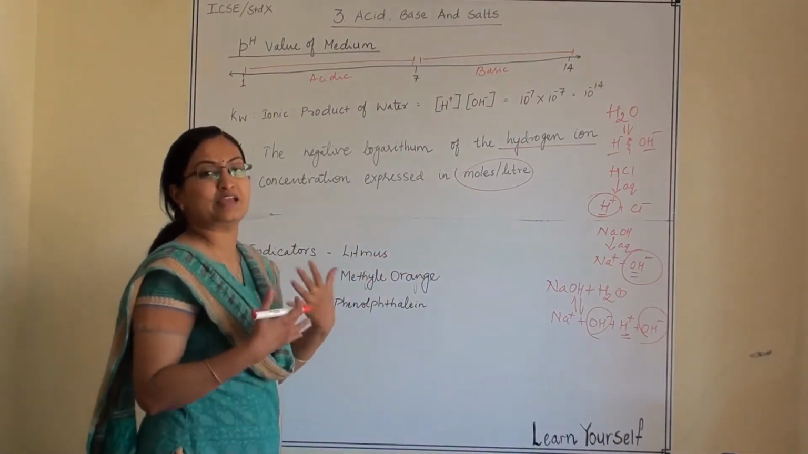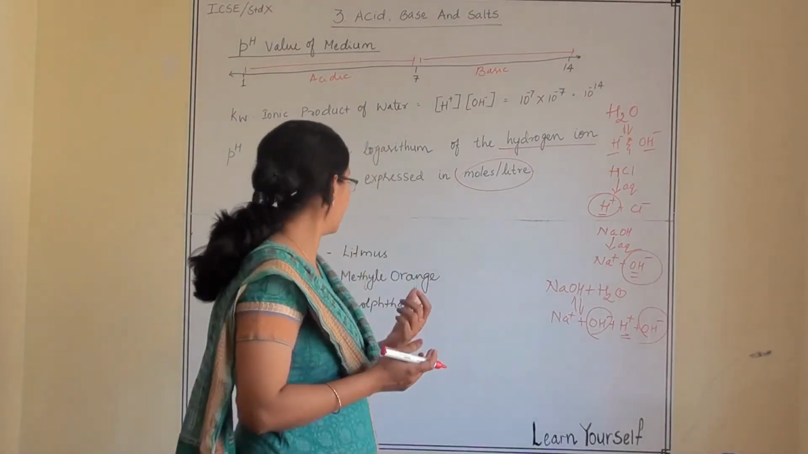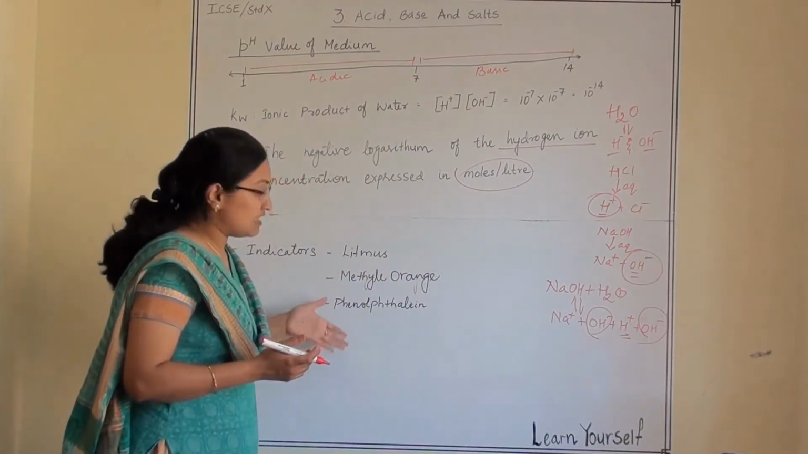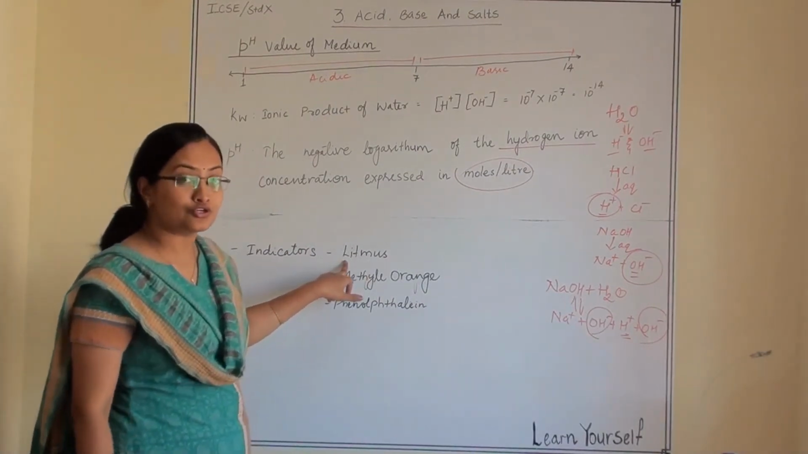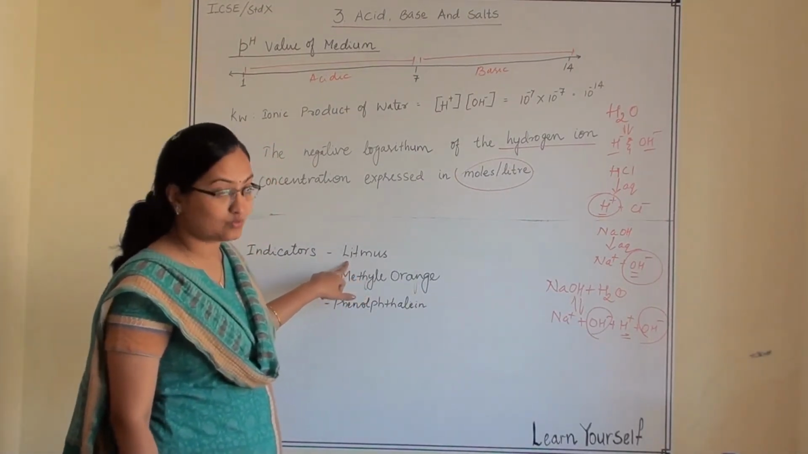Now what are the types of indicators we are using? These are the types of indicators we are using. First is litmus. Litmus solution will be there, and litmus papers will also be there.